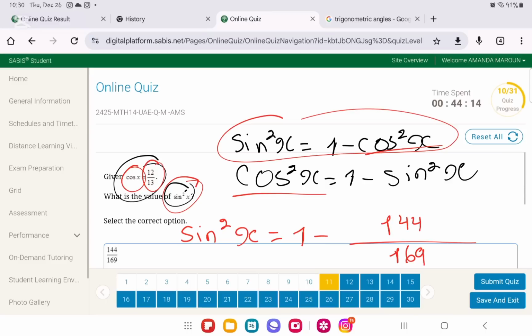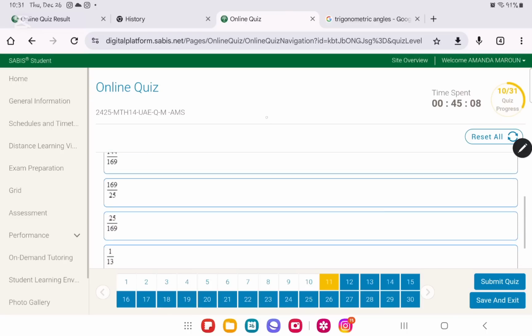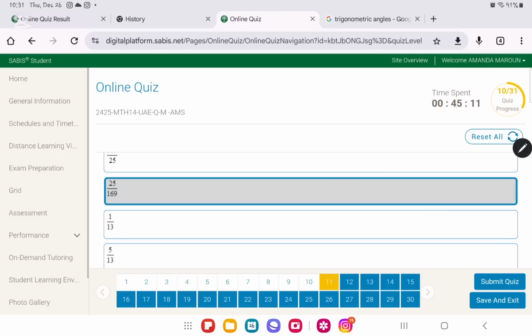Now, to find the value of sine x, we are going to do 1 minus this. The 1, we can change into 169 divided by 169 because we are applying common denominator. So sine squared x is equal to 169 divided by 169 minus 144 divided by 169. Now again, 169 minus 144: 9 minus 4 is 5, 6 minus 4 is 2. So that leaves us with 25 over 169. So the value of sine squared x is 25 over 169.